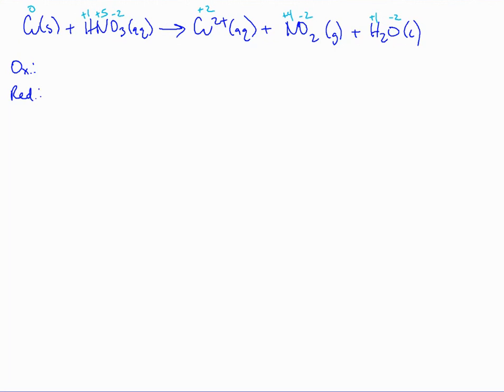I think some of you are working ahead. That's fine. So we need to figure out what's oxidized. Losing electrons is oxidation. So copper going from 0 to +2 is losing electrons. The oxidation half reaction always has the electrons as the product.